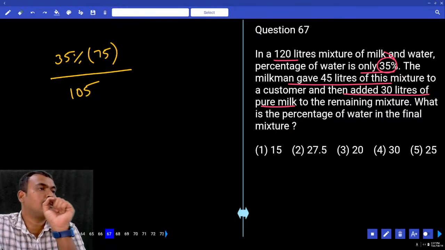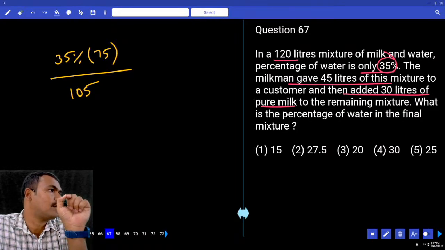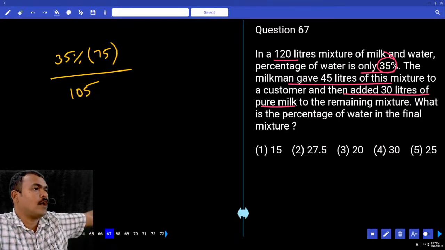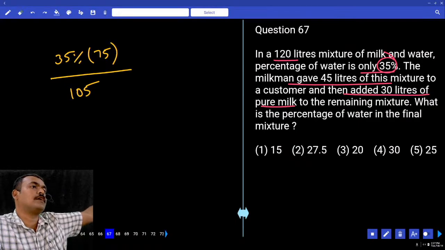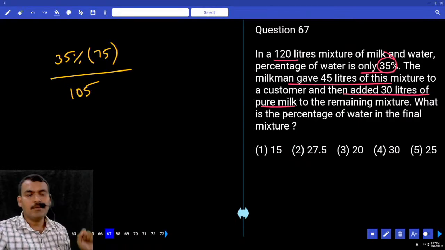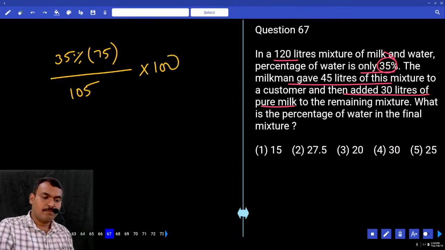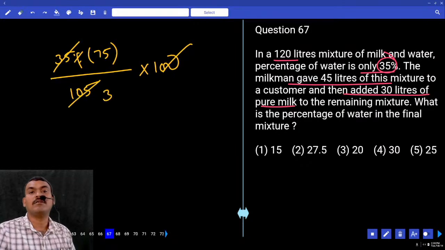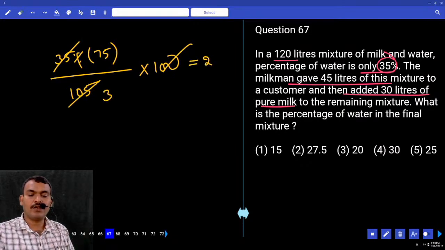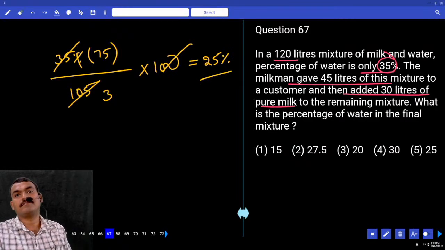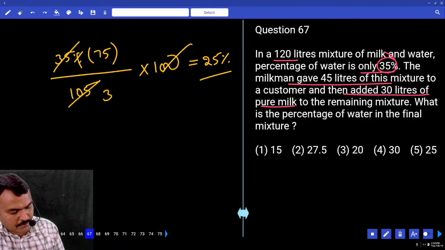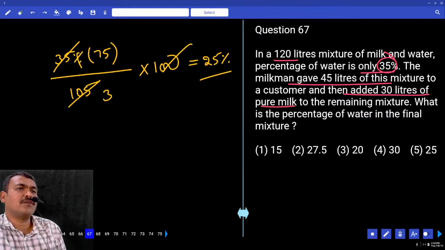105 liters. It is the final new mixture, he said. What is the final new mixture? 105. In that, water is how much? 35% of 75. But we required percentage, means multiplied by 100. Percentage, 2 zeros are cancelled. 35, how many times? 3 times. 75 by 3. 25%. Water quantity or milk quantity?